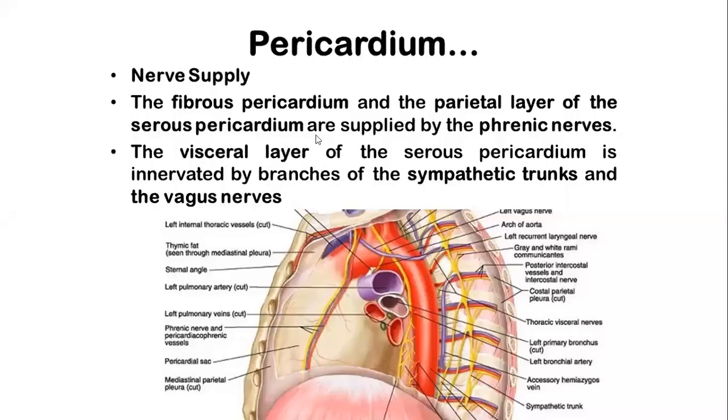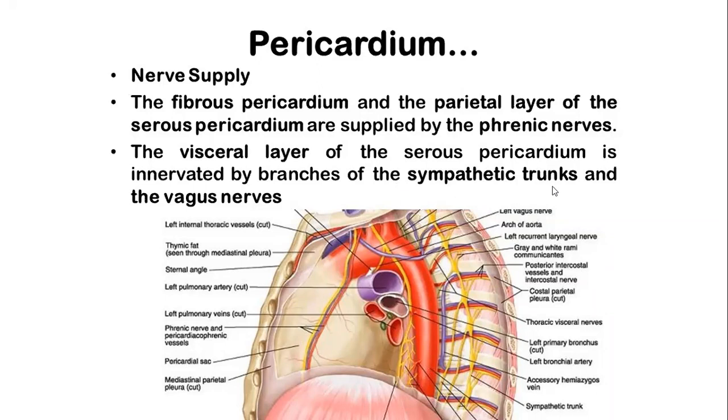The nerve supply of the pericardium involves the nerve supply to the fibrous pericardium as well as the parietal layer of the serous pericardium, and then the visceral layer of the serous pericardium has a separate nerve supply. The fibrous pericardium and parietal layer receive their sensory nerve supply from the phrenic nerves, the nerve to the diaphragm. Whereas the visceral layer of the serous pericardium receives the nerve supply that supplies the heart, that is, the autonomic nervous system comprising sympathetic and parasympathetic parts.